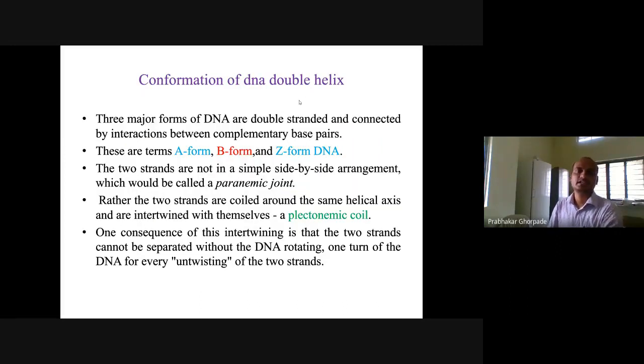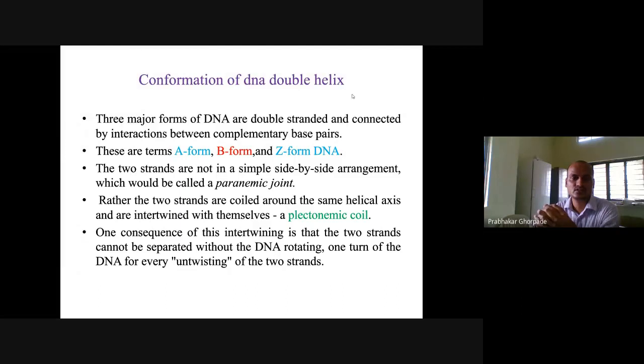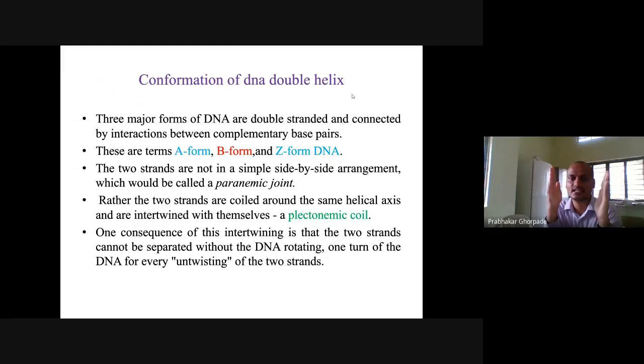Conformation of the DNA double helix. The 3 major forms of DNA are double-stranded and connected by the interaction between complementary base pairs. So the conformation of DNA includes the A form, B form, and Z form of DNA. The two strands are not in a simple side-by-side arrangement, which is normally called a paranemic joint. Whenever I tell you this is one strand and this is another strand, and I show the two strands like that, that is a paranemic joint, but it is not how DNA is in our cell.